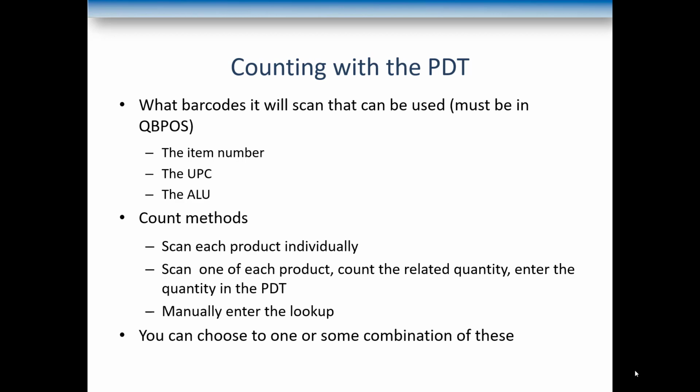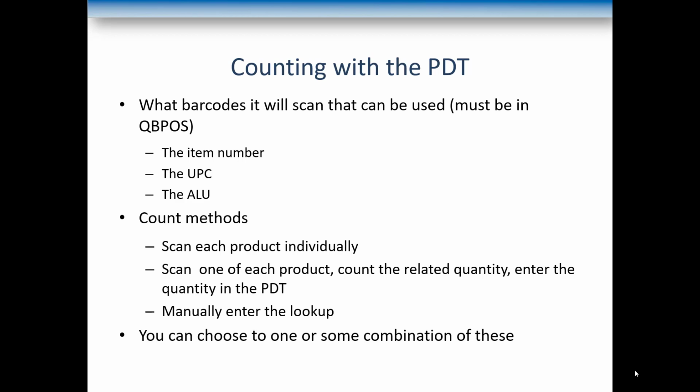So we have two methods of being able to do this. The first is to scan every single item. If I have 10, I'm going to scan 10 different items into the physical inventory scanner. The other choice is if I have a quantity, I'm going to scan the first one, and then in the quantity field, I'm going to type in the actual quantity rather than scanning each one individually.